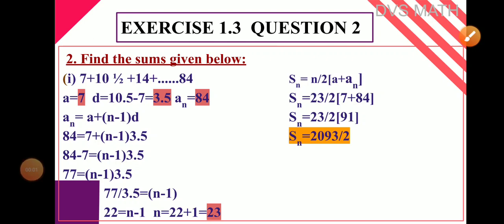Exercise 1.3 question number 2. Here we have question 2 heading, the main heading, and we have 3 sub questions. Find the sums given below. Observe here it is not in the form of a sequence, they have just added the terms.